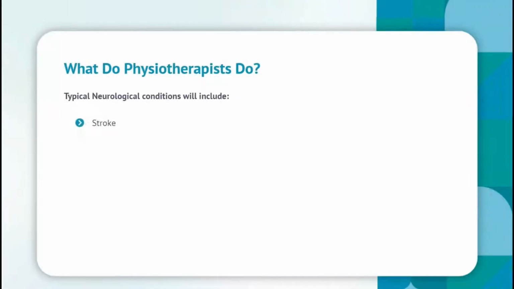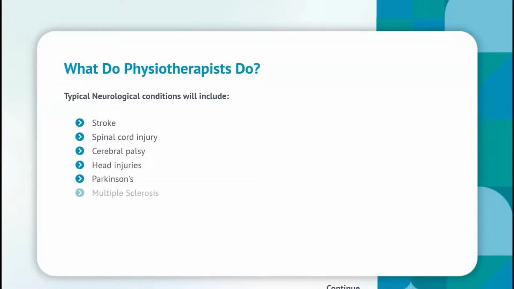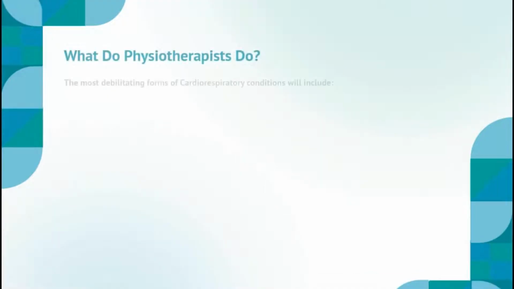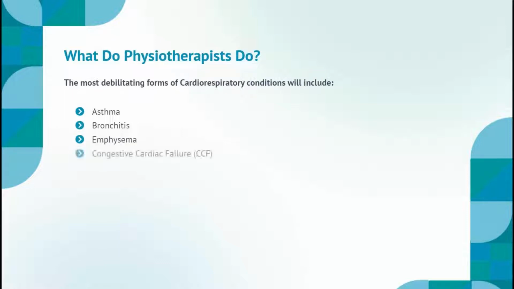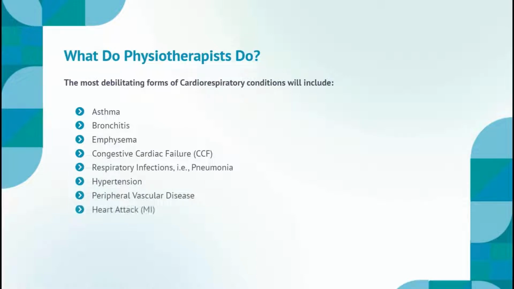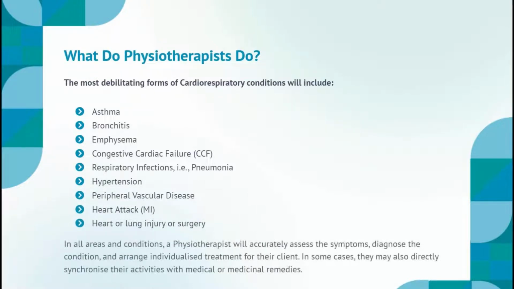Typical neurological conditions will include stroke, spinal cord injury, cerebral palsy, head injuries, Parkinson's, multiple sclerosis. The most debilitating forms of cardiorespiratory conditions will include asthma, bronchitis, emphysema, congestive cardiac failure, CCF, respiratory infections, for example, pneumonia, hypertension, peripheral vascular disease, heart attack, MI, heart or lung injury or surgery.